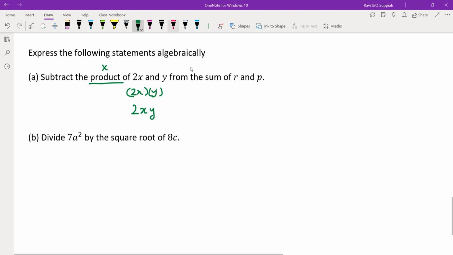All right, then the next one is the sum. Sum means addition of r and p. That means it is r plus p.